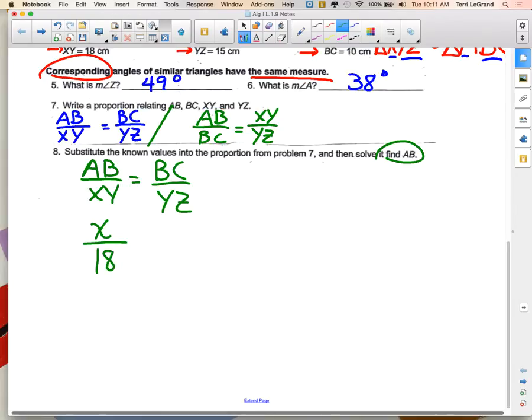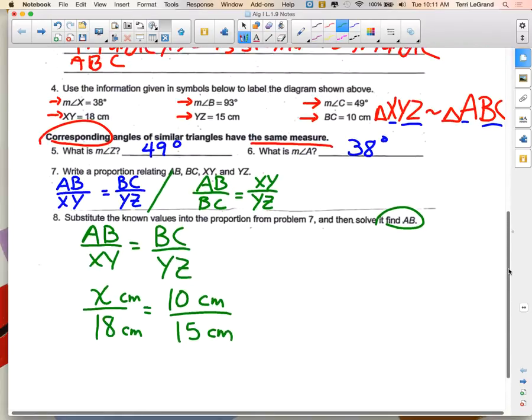18, okay. And how about BC? How much? 10, okay. And how about YZ? 15 centimeters. Okay, so where did we get all that information from? Where did all that just come from?